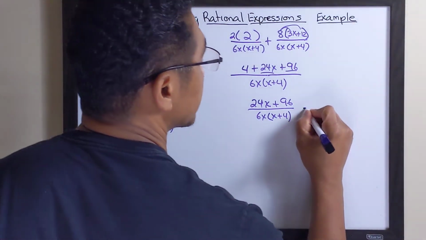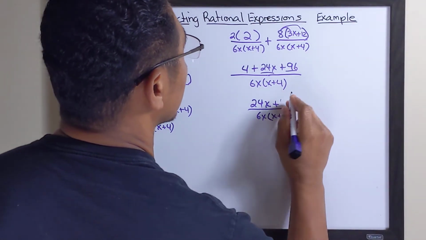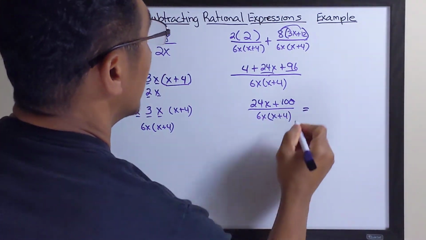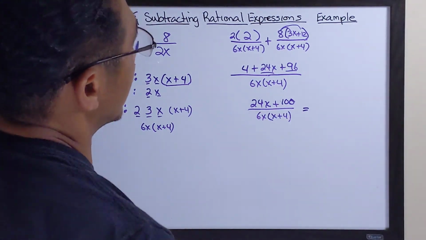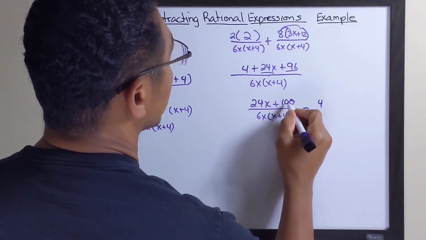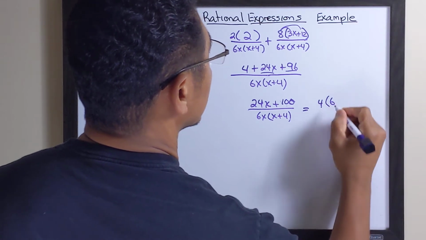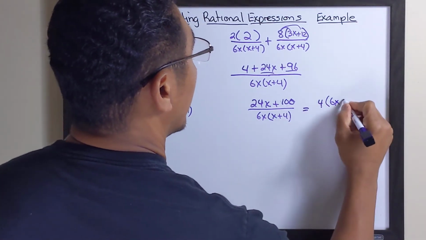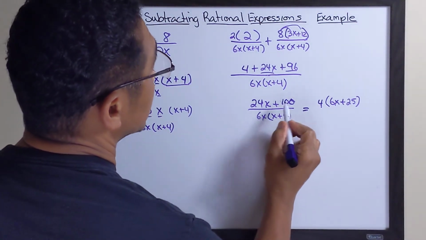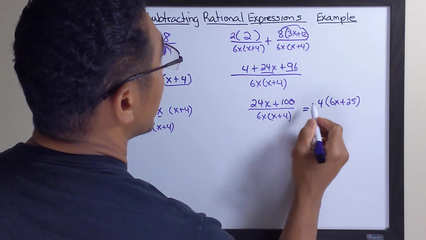So, what do 24 and 96 have in common? I'm sorry, did I say 96? This needs to be 100. Sorry. 96 plus 4 is 100. What do 24 and 100 have in common? Well, they both have 4 in common, right? So we'll take a 4 out of this one and a 4 out of this one, and what's left will be 6x plus 25. So all I do is take the GCF between this and this, which is 4, and then divide 24x by 4 to get 6x, divide 100 by 4 to get 25.